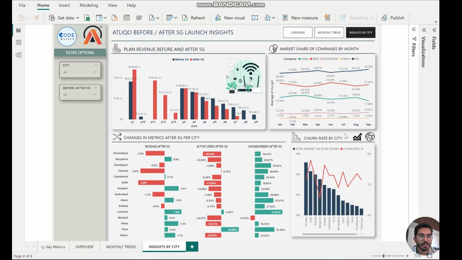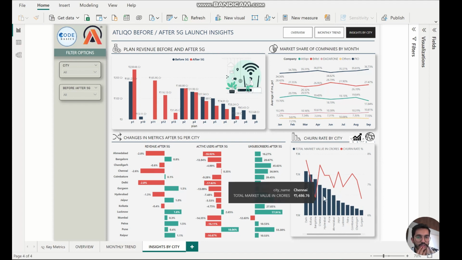And then we see the churn rate by different cities. As you can see here that Delhi is having the highest churn rate, and when we talk about churn rate, it is the customers that are leaving the company. So at the start of the month there would be a certain number of customers, and then at the end of the month there would be a certain number of customers. So this churn rate will indicate that at the end of the month almost 7.8% of the customers just unsubscribed the service from the Atlico. So Delhi is having the highest churn rate. Then we see Chennai is having the highest churn rate as well.